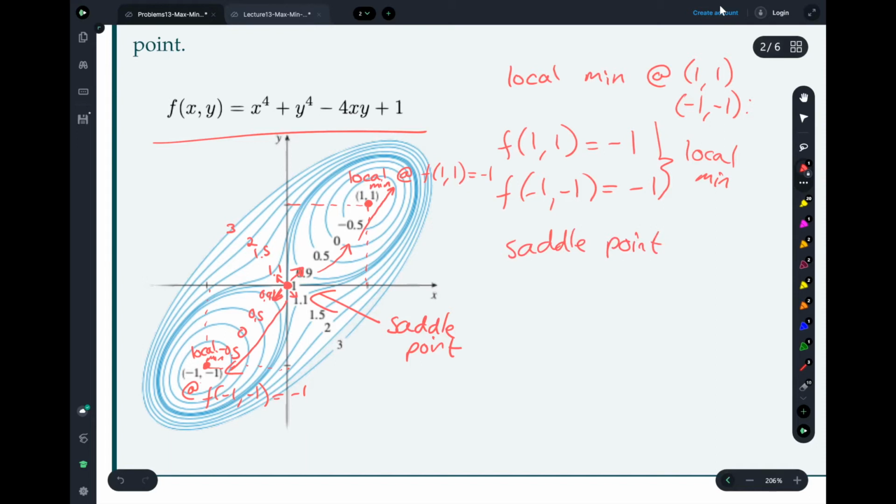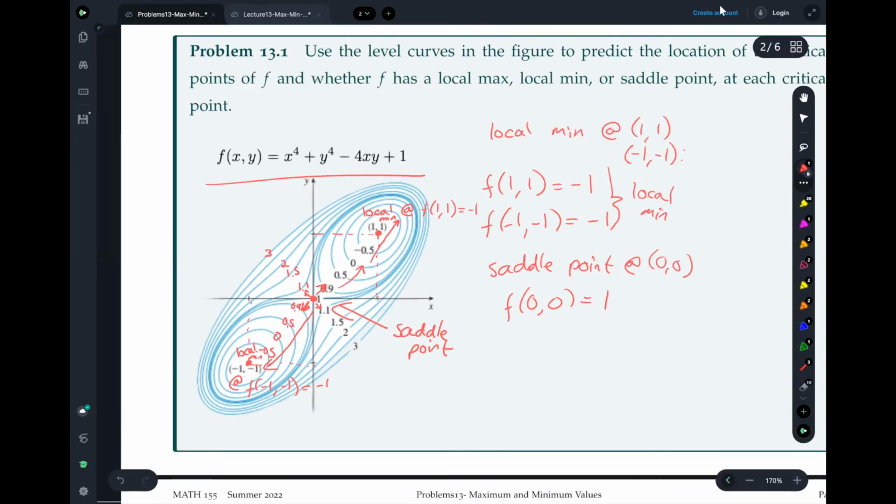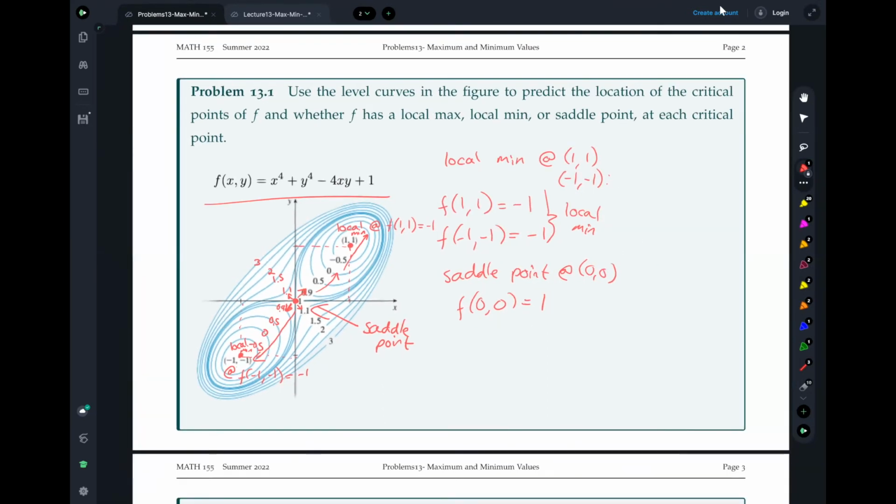Well, that we thought was at 0, 0. And we can work out our function value there as well, just substituting 0, 0 in. And this just cancels down to 1. Okay. So we can classify what's going on at these critical points in our function by just looking at those level curves. And if we have the function available, we can also plug these values in. We could also potentially estimate those values if we didn't have our function, just by looking at the level curves and how they're distributed.